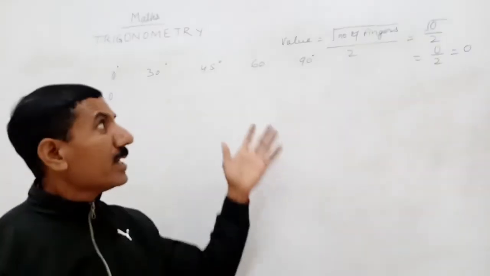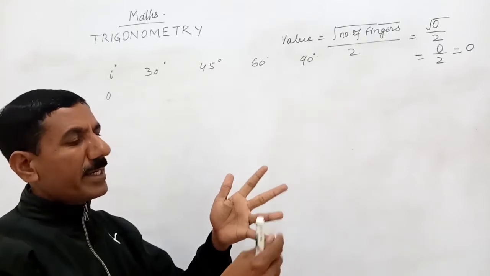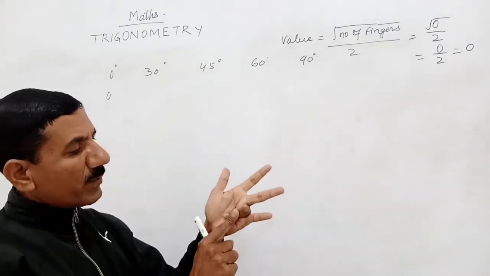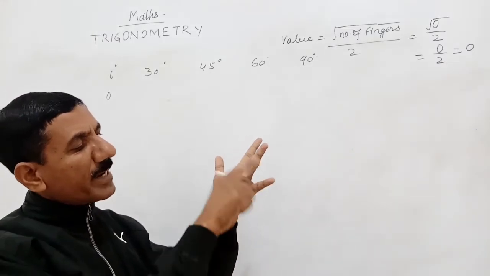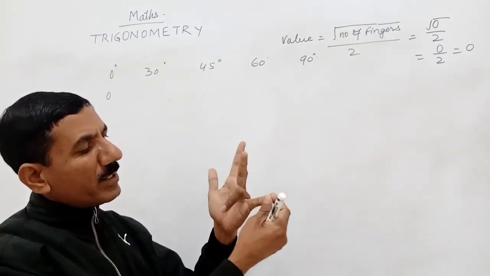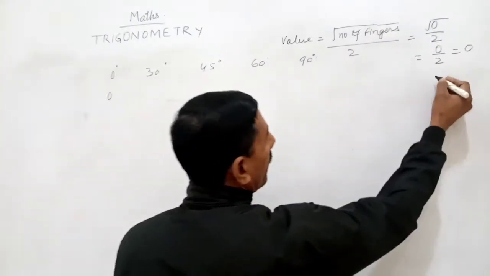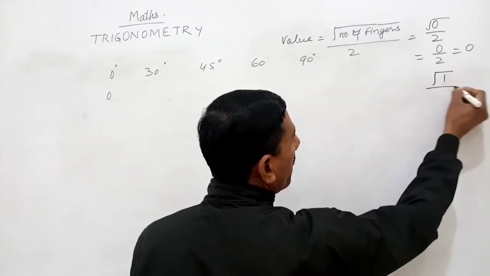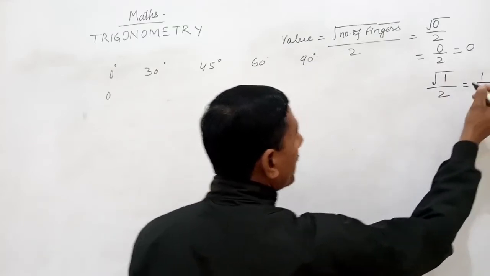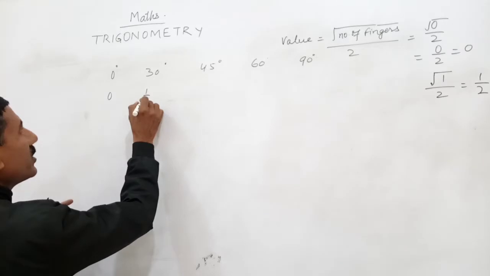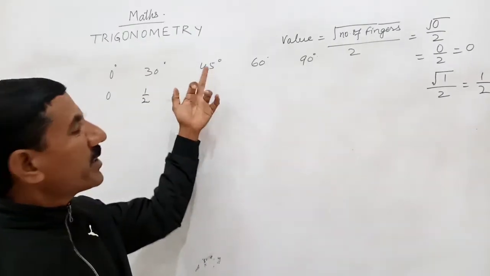Now comes the 30 degree. This finger is 30 degree, so fold it and then count the fingers on the right hand side. This is one, only one finger. So right here 1 upon 2, it means square root of 1 is equal to 1 and this value will be 1 by 2.